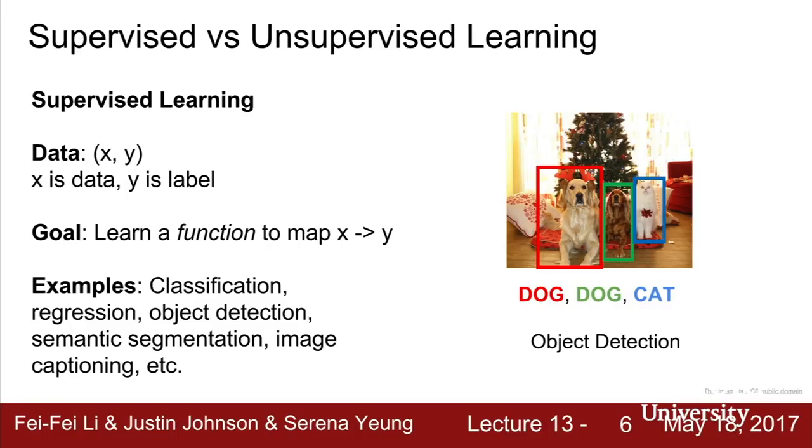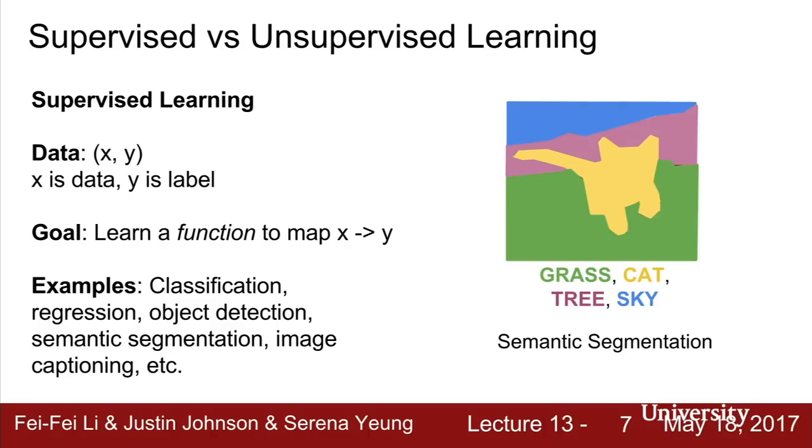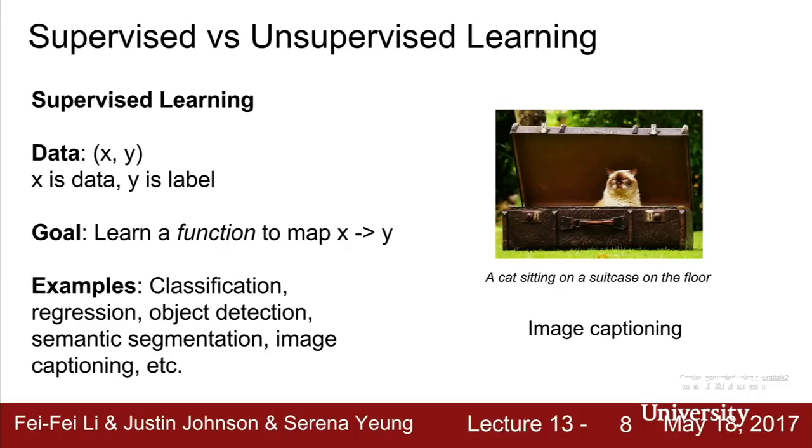We've talked about object detection, where now our input is still an image, but here we want to output the bounding boxes of instances of up to multiple dogs or cats. We've talked about semantic segmentation, where here we have a label for every pixel, the category that every pixel belongs to. And we've also talked about image captioning, where here our label is now a sentence, and so it's now in the form of natural language.